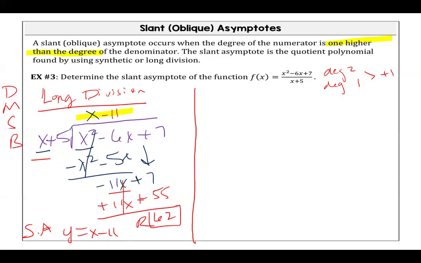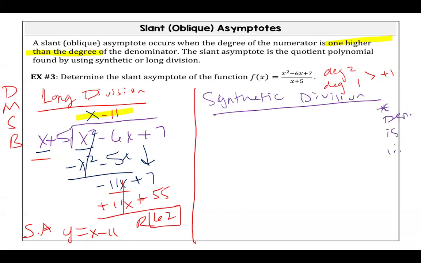Now, some person was like, you know what? I'm tired of seeing these variables. There has to be another way of doing this. And there is. It's called synthetic division. Now, the thing with synthetic division is it only works if your divisor is a linear divisor. So this only works if your denominator is linear. If your denominator is not linear, this will not work.